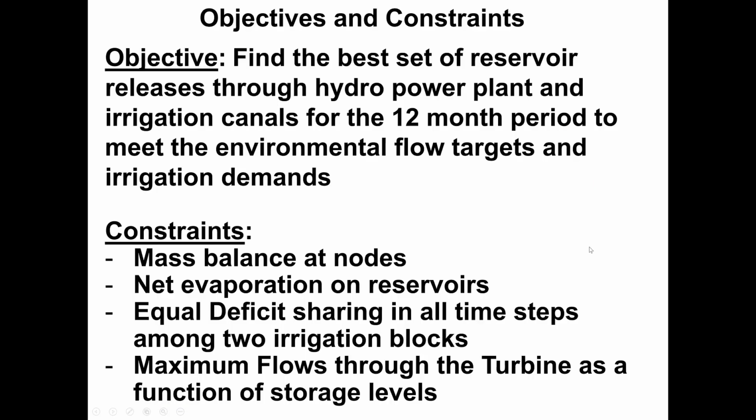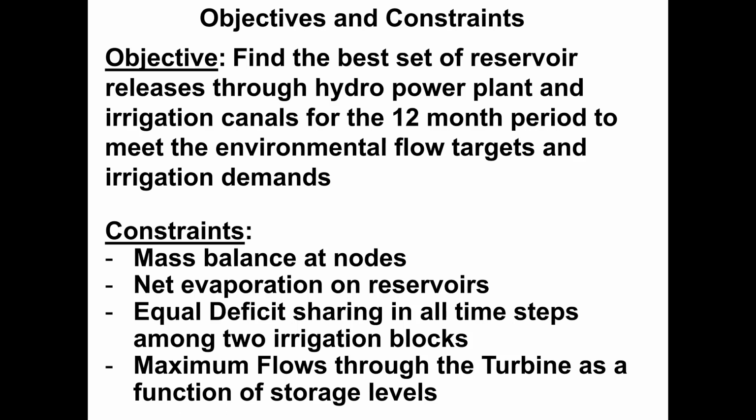The objective of this run will be to find a set of reservoir releases through hydropower plant and irrigation canals for the 12-month period, such that we best meet the environmental flow targets and irrigation demands. What are the constraints? Well, first of all, it's mass balance at nodes, net evaporation on reservoirs, equal deficit sharing in all time steps among 2 irrigation blocks, if there have to be deficits, and maximum flow through the turbine as a function of storage levels.